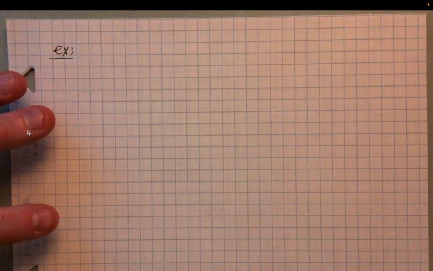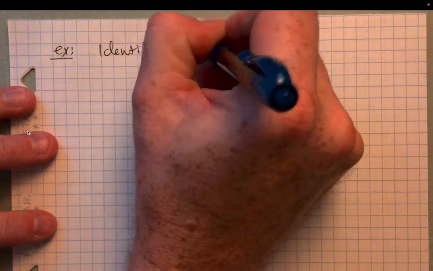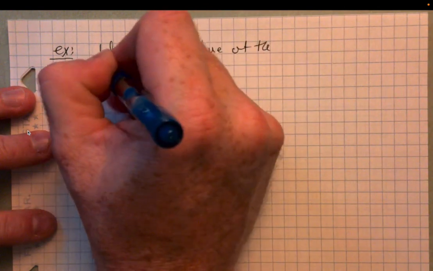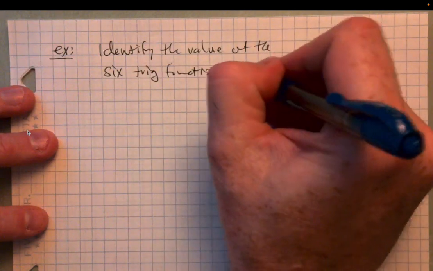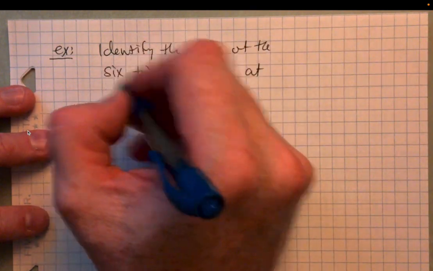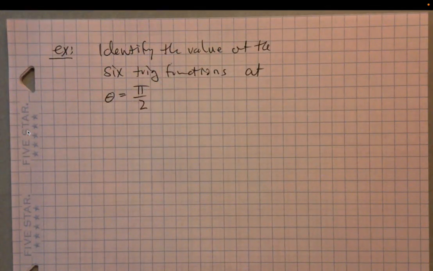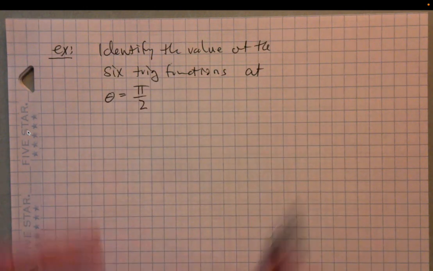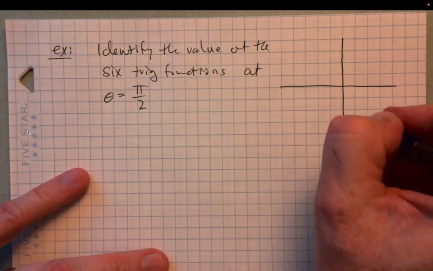Let's do another example. Let's again identify the value of the 6 trig functions, but this time we'll get the angle theta equals pi over 2. You may be asking yourself, how could I possibly do this? Well, you can't just do this easily unless it's a special kind of angle.